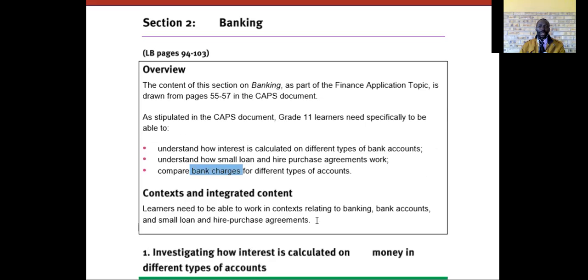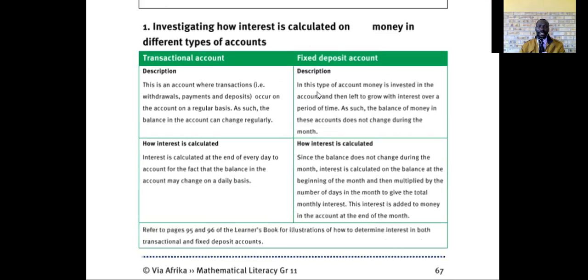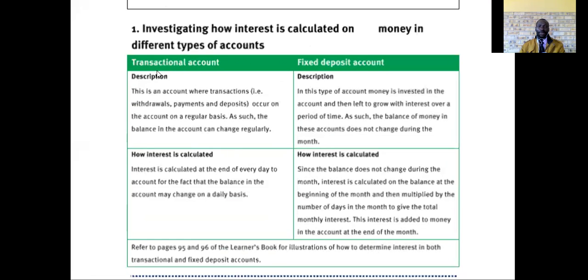Now, the other thing, though, the small context here is that you need to be able to work in contexts relating to banking, bank accounts, and small loan and hire purchase agreements. Now, here is something small again that we can check through.